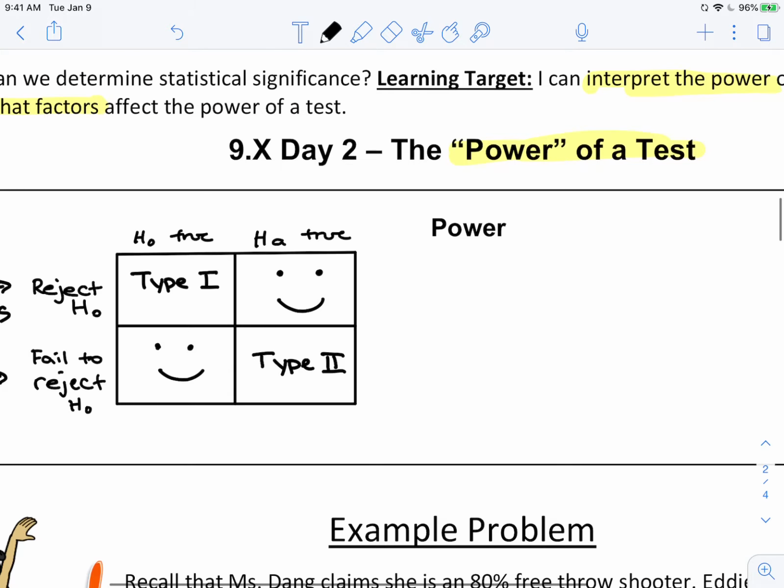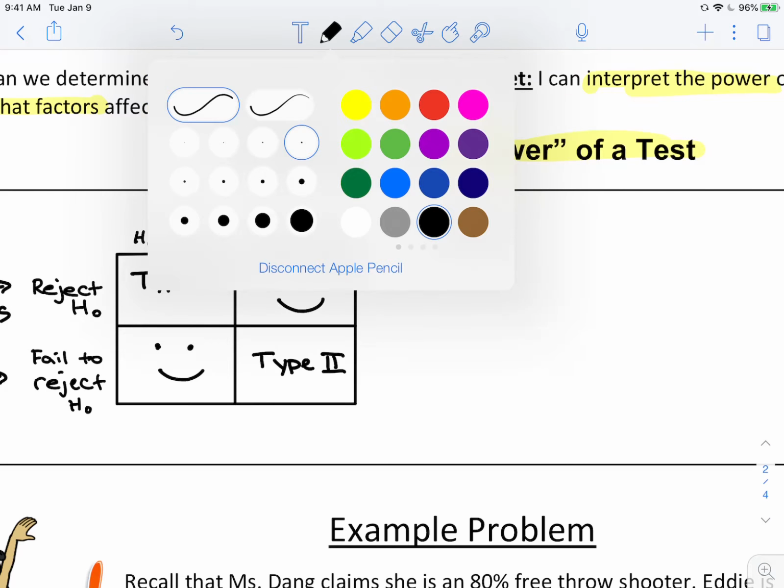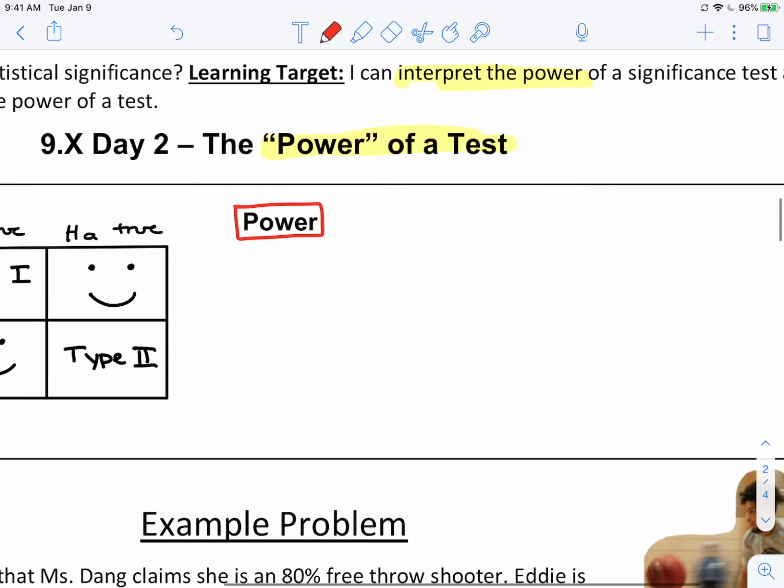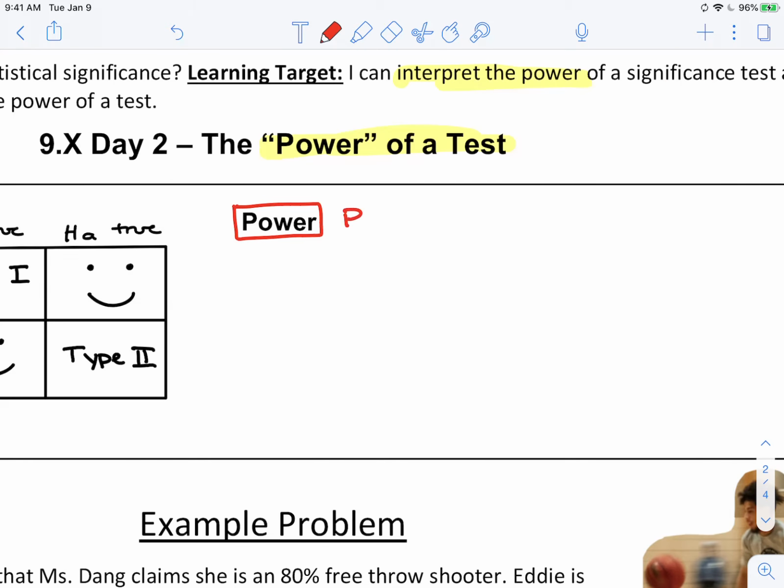So let's talk about what power means. I'm going to outline this in red because red is a powerful color. So power is the probability that you reject the Ho when the Ha is true.